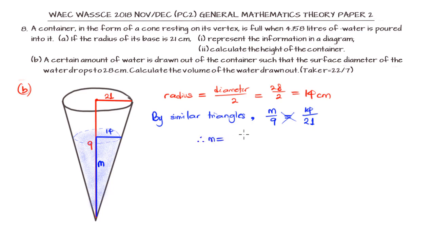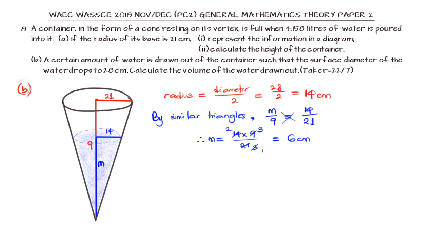So if we cross multiply, m will be 9 times 14, 14 times 9 divided by 21. We can cut. So our m is 6 centimeters. So the height of the remaining water in the conical container is evaluated as 6 centimeters.